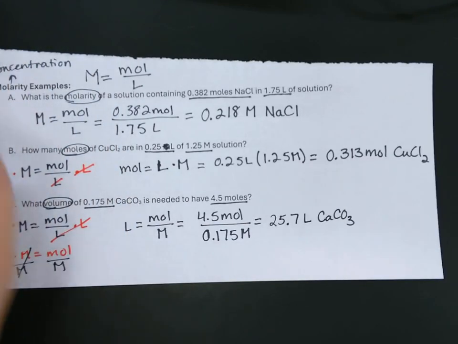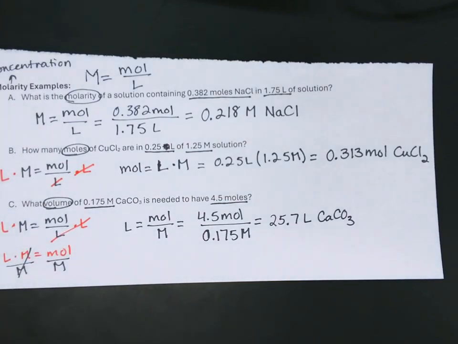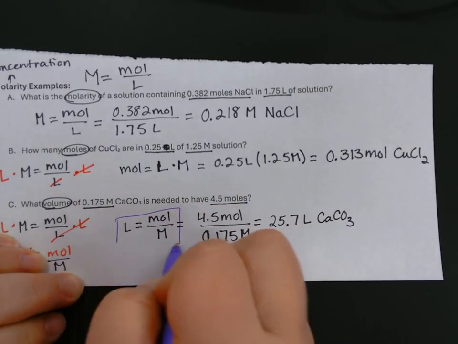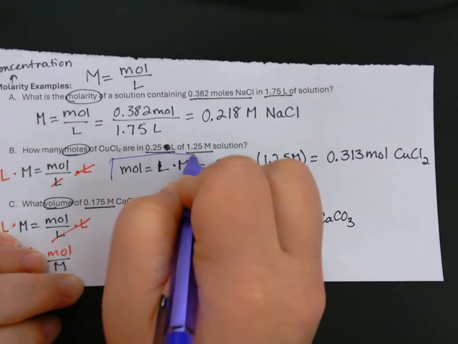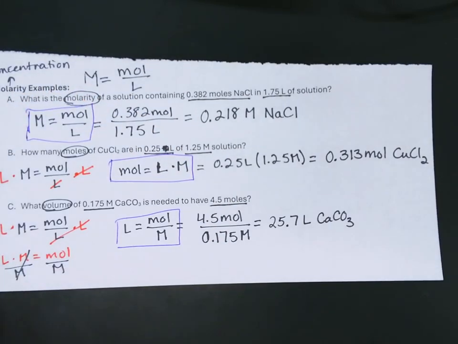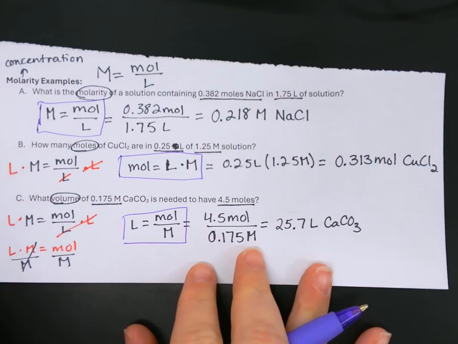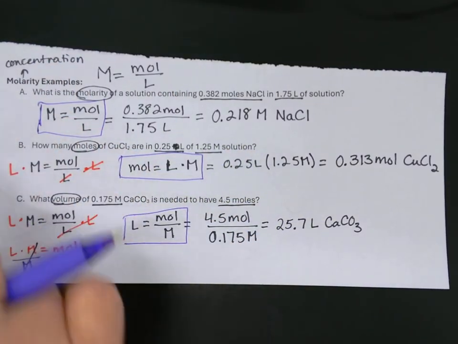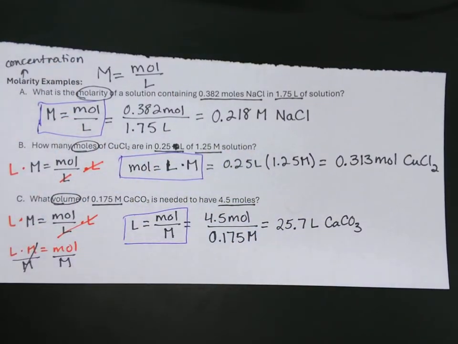So these are our 3 ways we can solve this problem. I'm going to box these equations. So we've got liters is moles over molarity. Moles is liters times molarity. And then the original equation, molarity is moles over liters. So that's just rearranging the equation. You don't have to memorize these, but we should know how to rearrange it. This is just doing algebra, multiplying and dividing. So that's how we approach these problems.